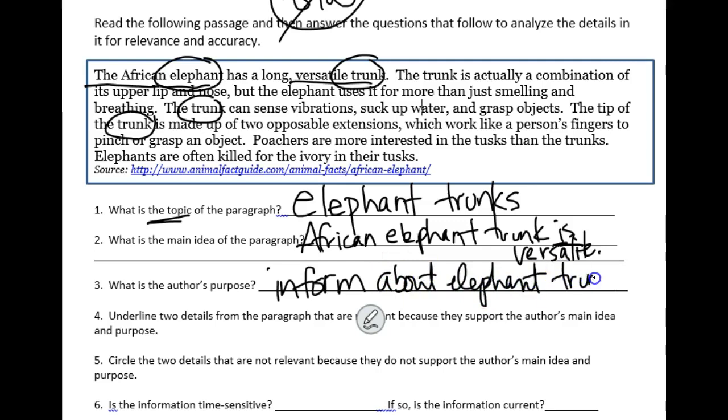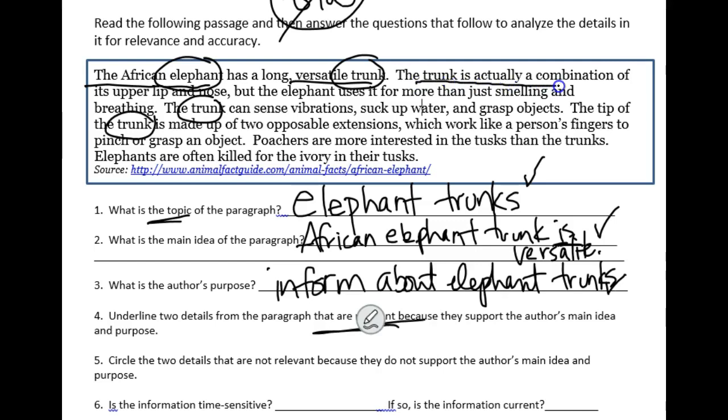So you should kind of see a pattern right now. Our topic is elephant trunks. It's African elephant trunks are versatile, and it's information about elephant trunks. So, what 2 details are relevant because they support the author's main idea? What 2 details actually are relevant? And that's what we want to do. So we're going to go back up here and underline them. If it's versatile, it can actually do stuff.